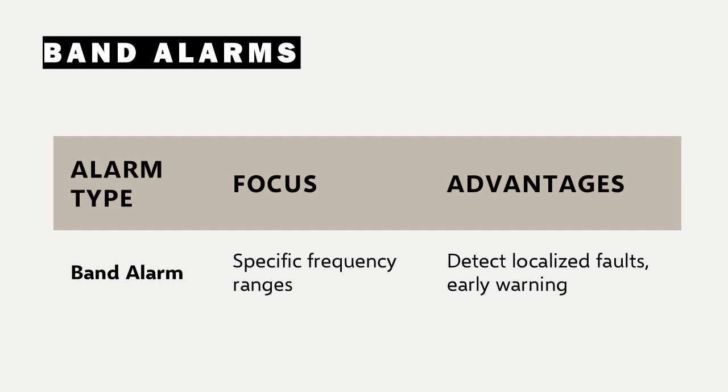For example, a band alarm targeting bearing frequencies can reveal early signs of wear before they escalate into major failures. Implementing band alarms requires spectral analysis and knowledge of machine dynamics to identify critical frequency bands. This approach enhances diagnostic accuracy and supports proactive maintenance strategies.